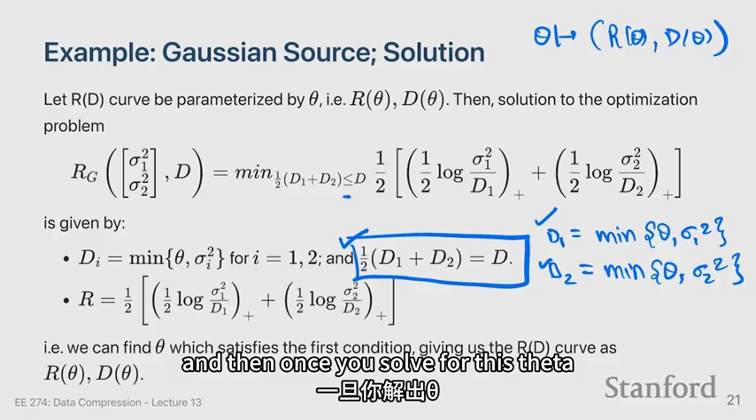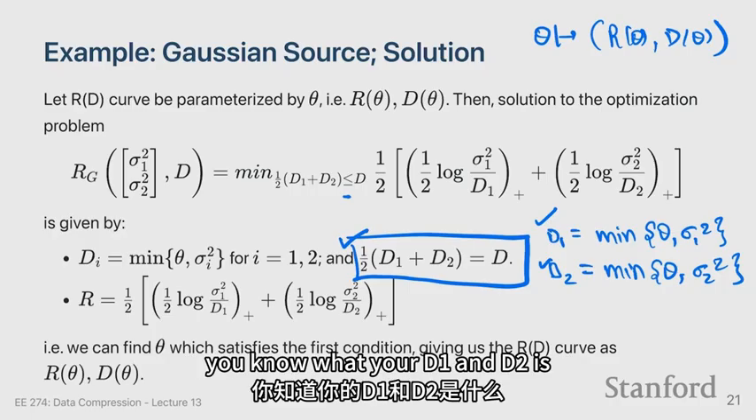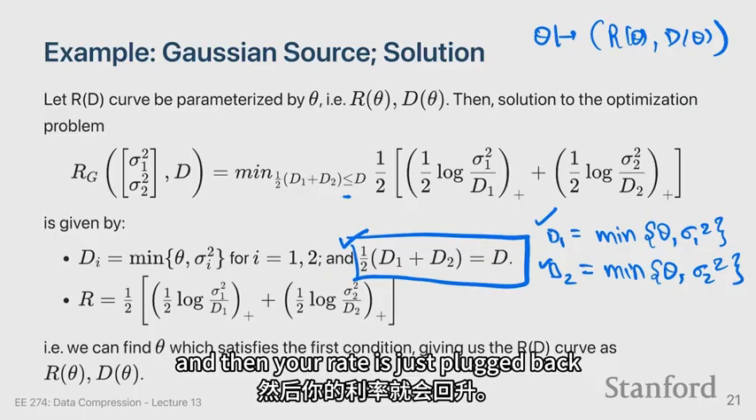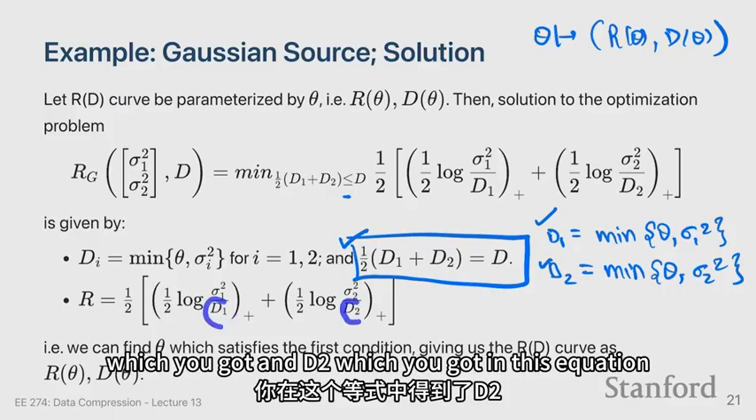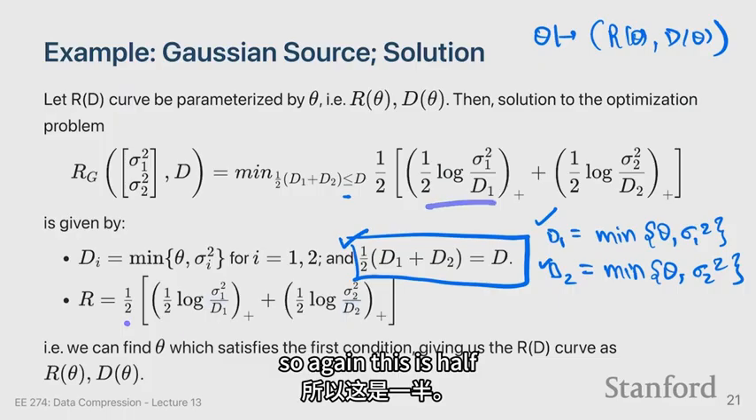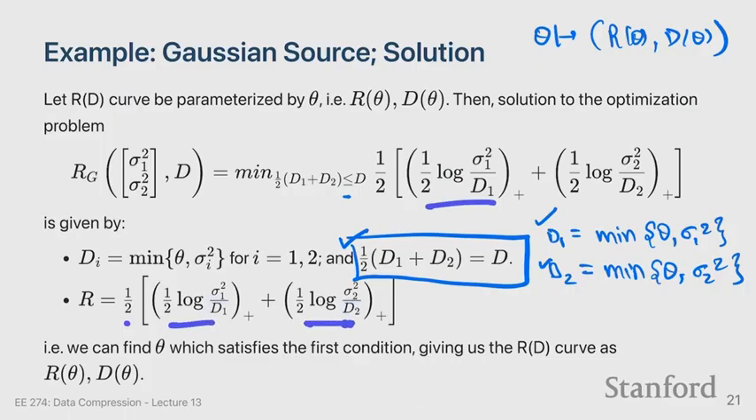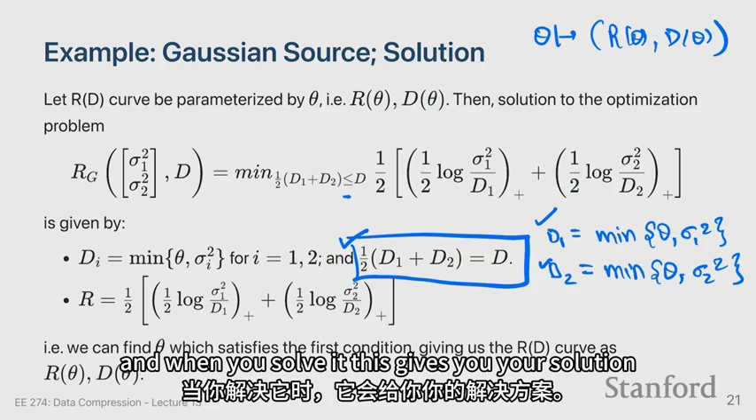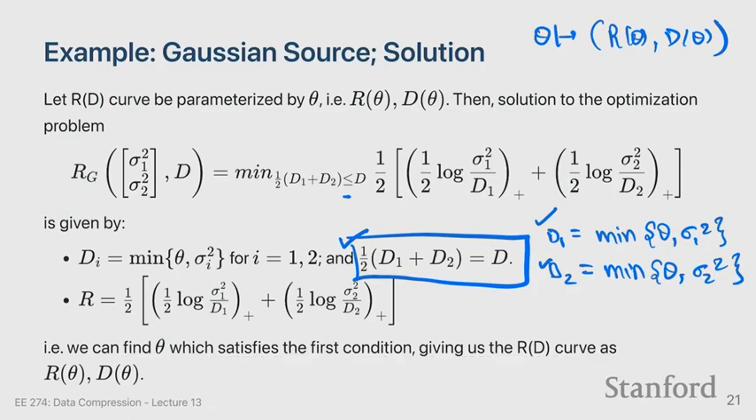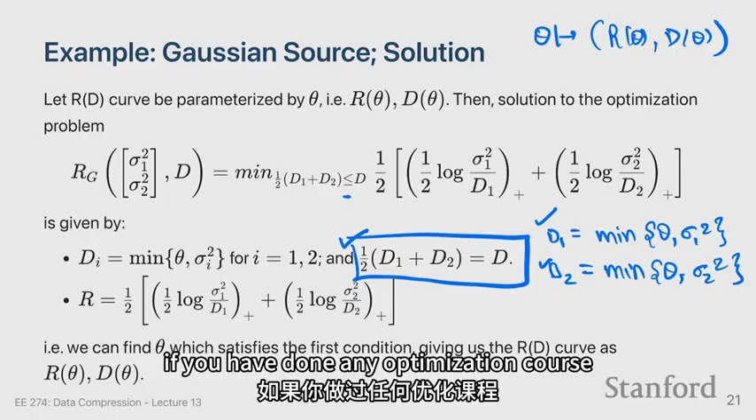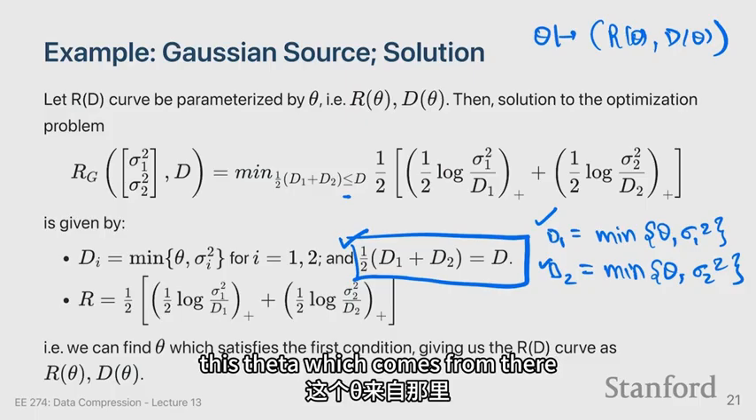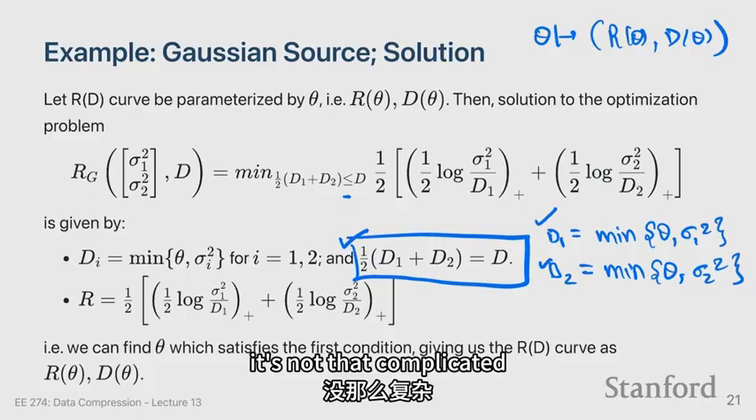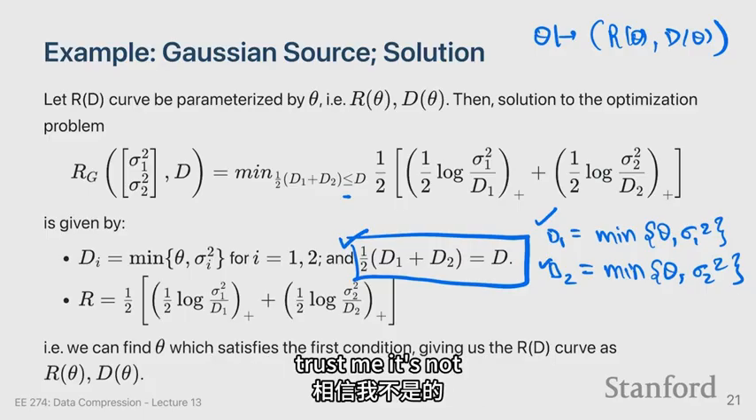Okay. And then once you solve for this theta, you know what your D1 and D2 is. And then your rate is just plug back. You plug back the value of D1 which you got and D2 which you got in this equation. So again, this is half R1 plus R2, and you just plug it back. And when you solve it, this gives you your solution. Okay? If you have done any optimization course, this theta is just the Lagrange multiplier which comes from there. It's not that complicated. It is looking a bit complicated, but trust me, it's not.